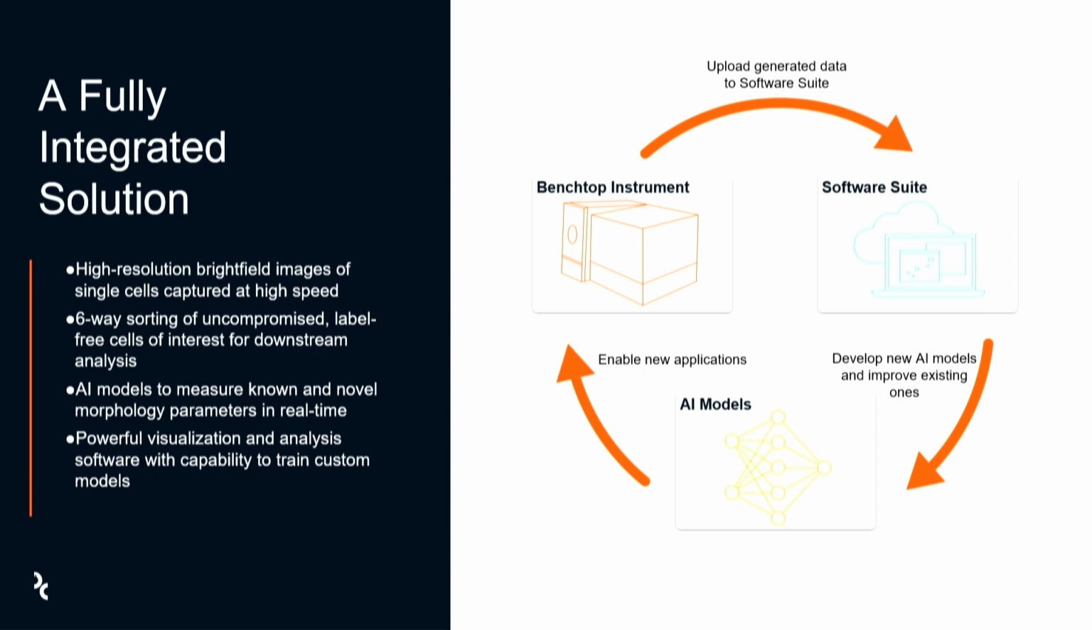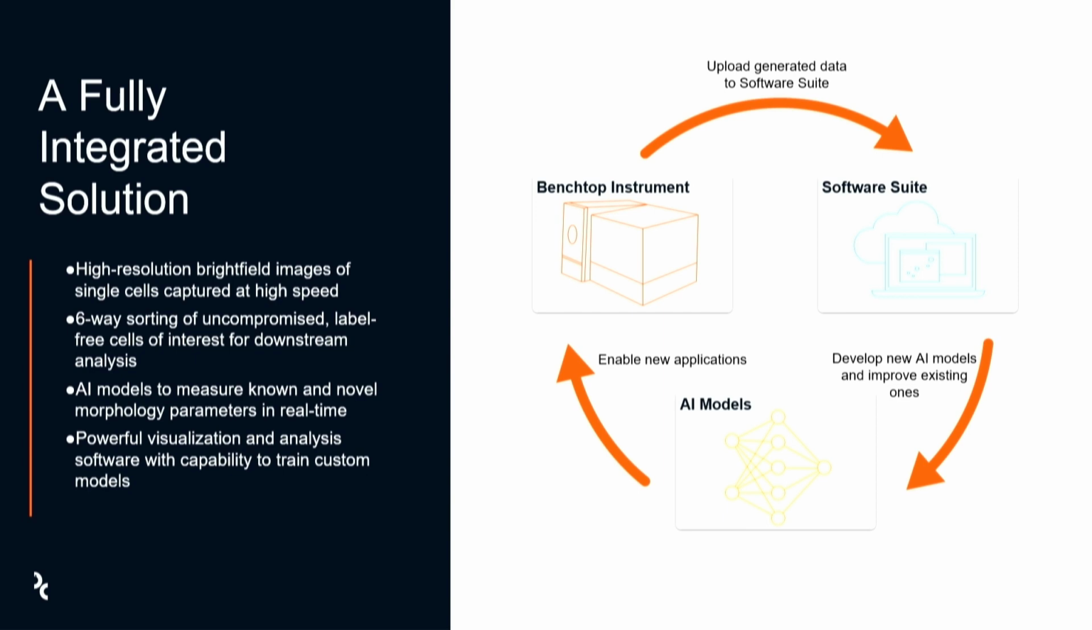In addition, this Deepcell instrument will also collect and sort cells in 6 ways based on their morphology, and it does not require any labels or staining. Furthermore, you can collect these cells. They still remain unperturbed and viable for downstream analyses such as single-cell RNA sequencing, and I'll show you some of that data in a little bit. Now, the Deepcell AI models measure both known and novel morphology parameters in real time. They also leverage very large databases, so they're continuously learning and improving insights.